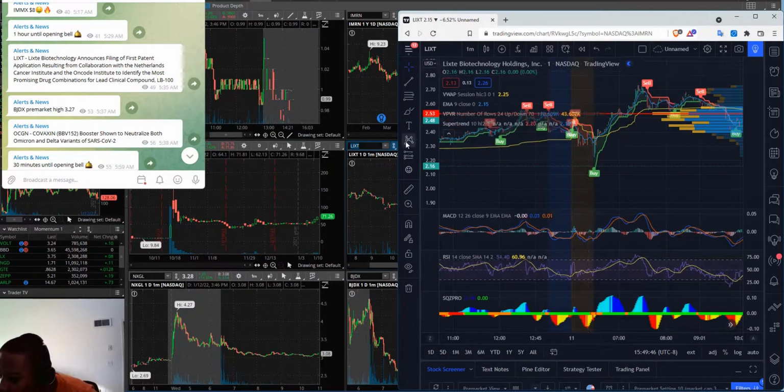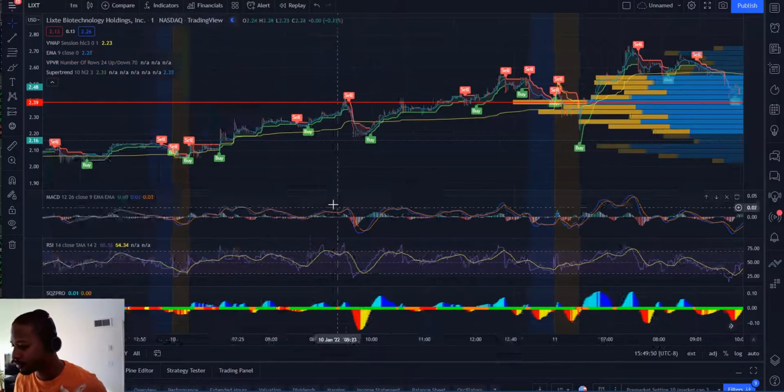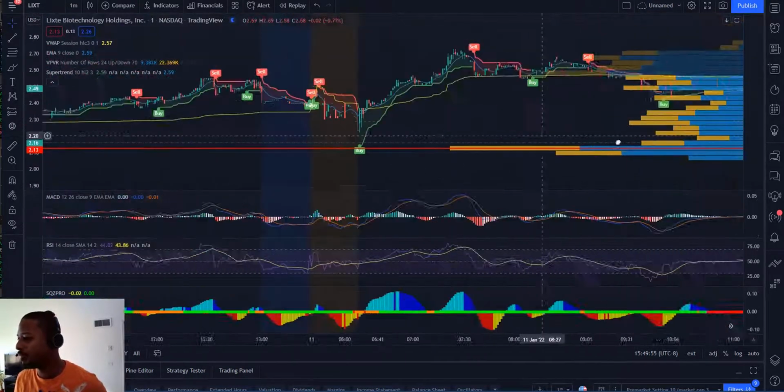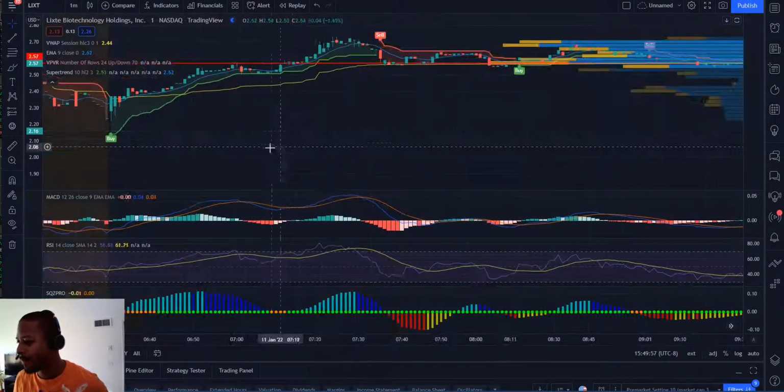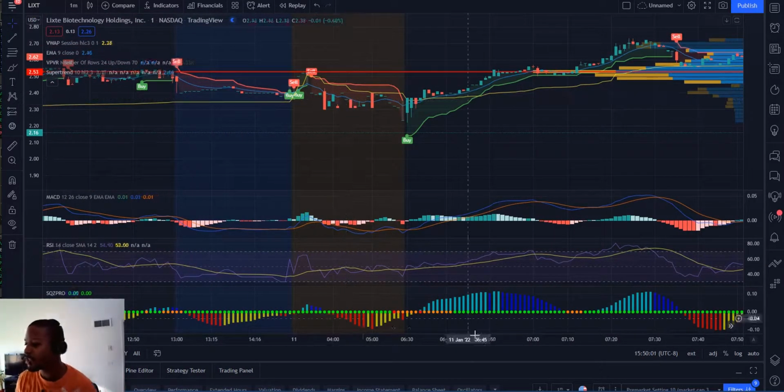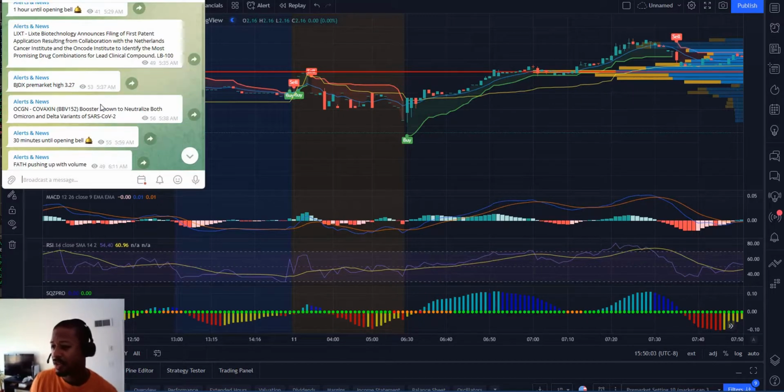As a matter of fact, let me pull this up higher. LIXT was at 535. Here's today. Yeah, look at that. Not much movement. So it's just sitting on the back burner, not paying no attention because no volume is coming. That's fine. All right, next thing.